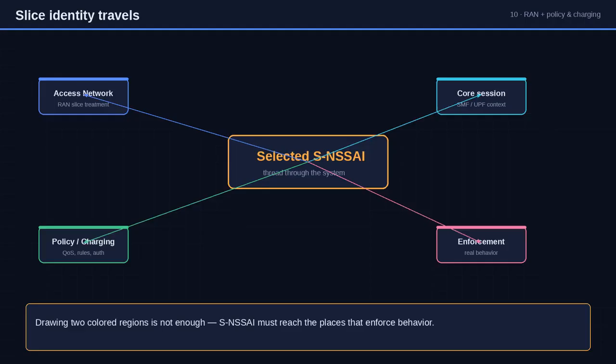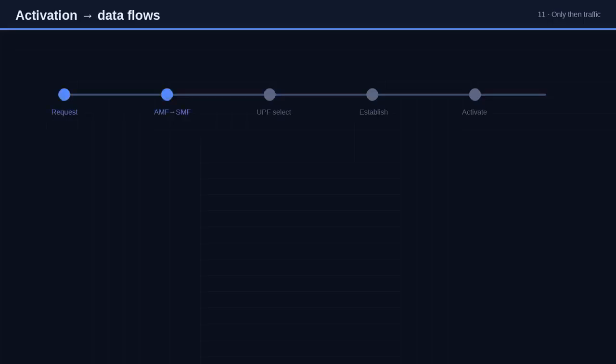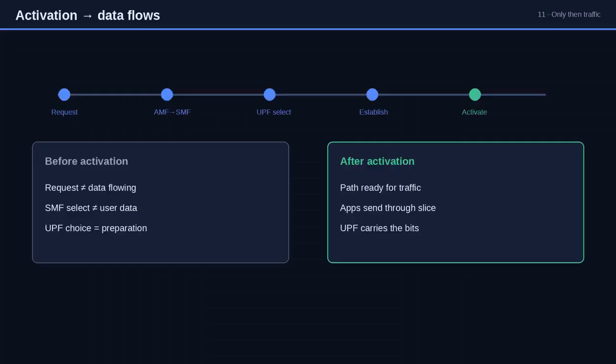It is the thread that keeps the request, the core decisions, the user plane anchor, and the applied policies talking about the same service. Misconception to kill here. Drawing two colored regions is not enough. The slice identity has to be distributed to the places that enforce behavior. Only after the session is established and activated does data transmission begin. That sentence is easy to skim past, and it is exactly where intuition goes wrong.